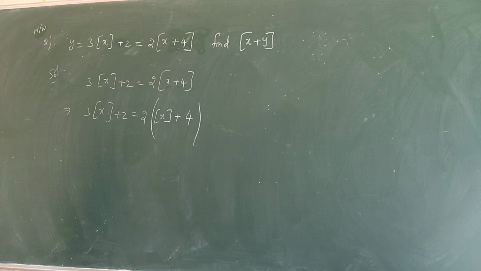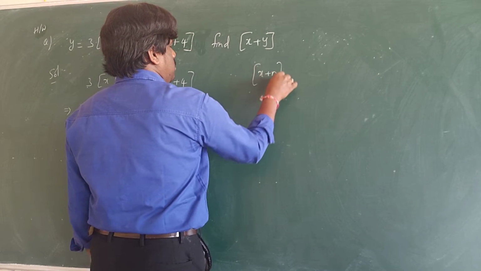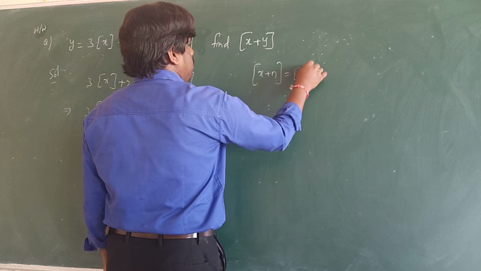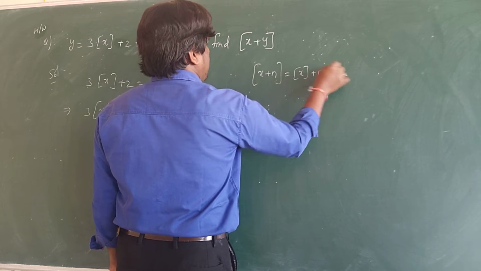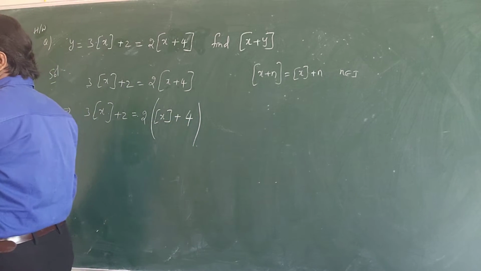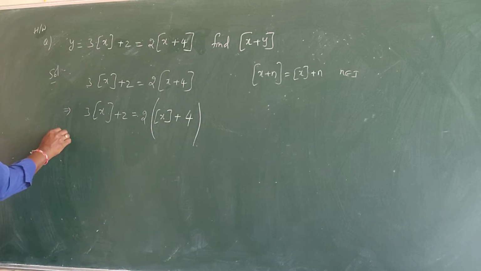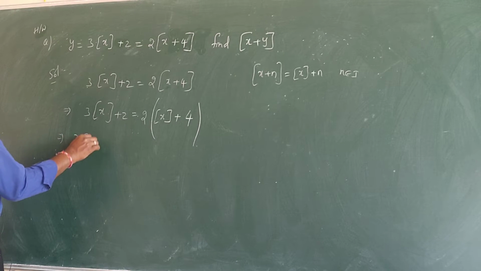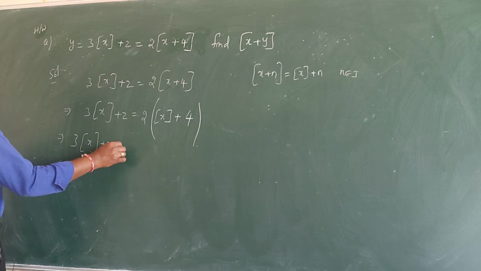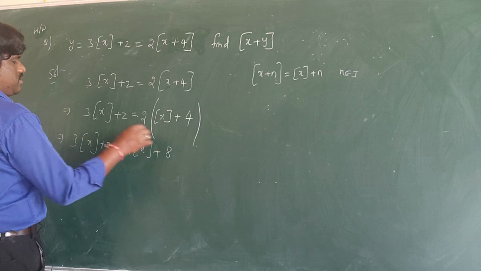So 4 will come out now. x plus n. Do you remember? Greatest integer of x plus n is equal to greatest integer x plus n when n is an integer. Right? Property number, I forgot the number. So this is equal to 3 times of greatest integer x plus 2 is equal to 2 times of greatest integer x plus 2 4s are 8.